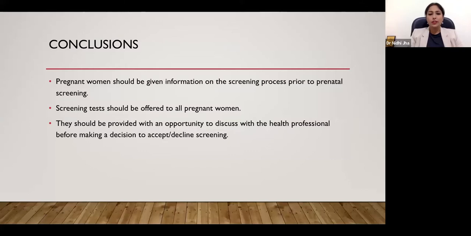Coming to the conclusion, I have kept it short and sweet because the timing was less and I knew that Dr. Poonam is going to take more time. So coming to the conclusions, pregnant women should be given information on the screening test prior to the screening. Screening tests should be offered to all pregnant women. They should be provided with an opportunity to discuss with the health professional before making a decision to accept or decline screening.